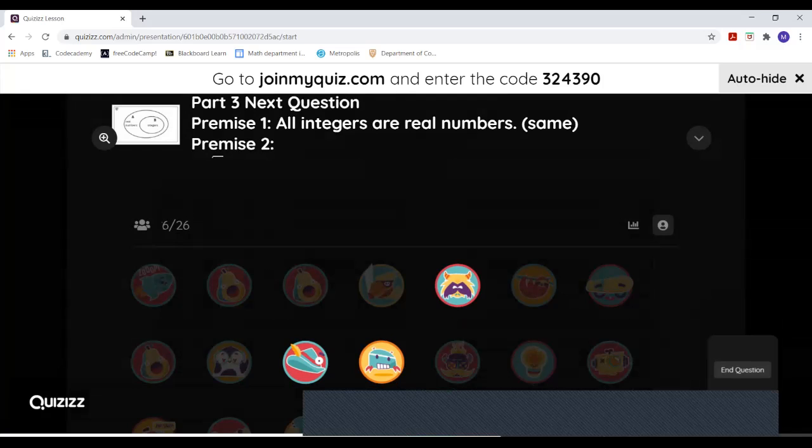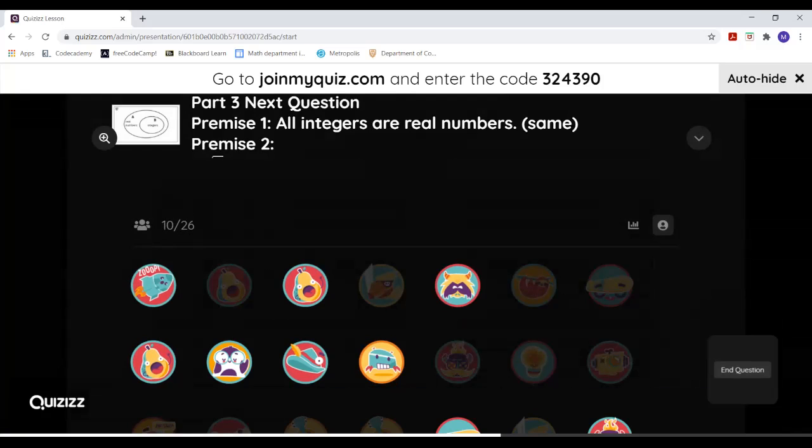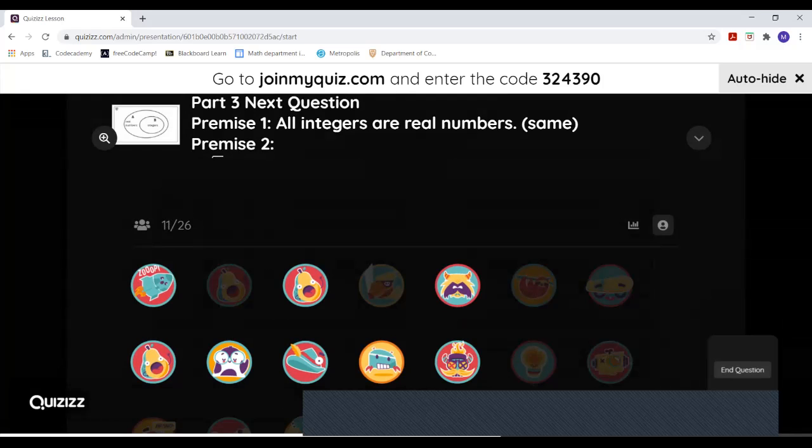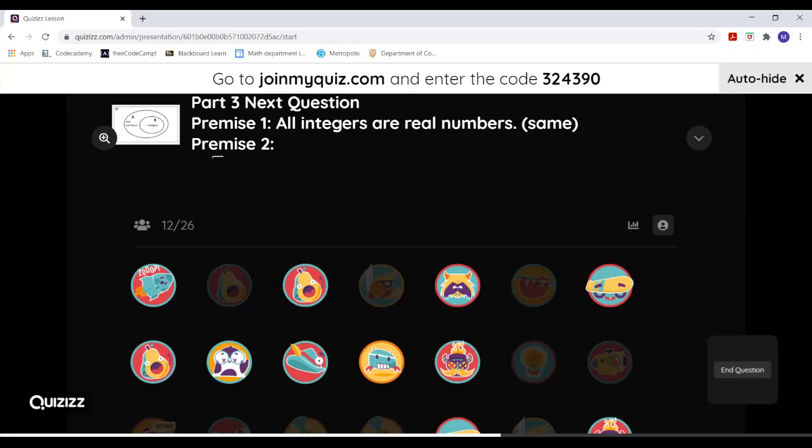And I said that should look familiar because it's the same structure as the first one, right? We confirmed the hypothesis. And now we're looking at this next argument. The first premise is the same. It says all integers are real numbers. I don't want to waste a bunch of time writing this over and over and asking the same question, so the Venn diagram looks the same. All integers are real numbers. If it is an integer, then it is a real number.